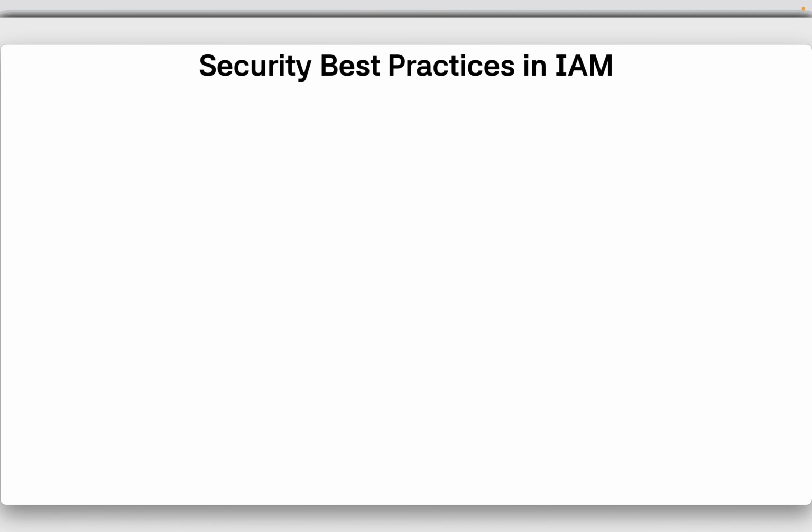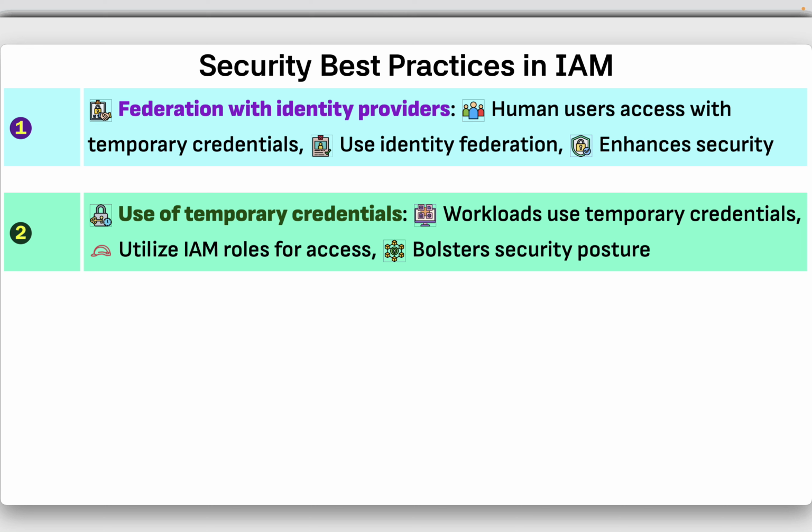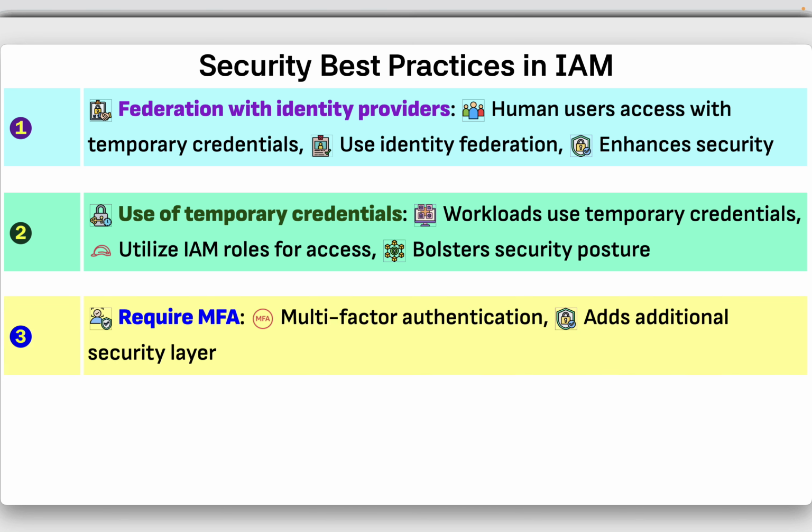So, some security best practices in IAM: federation with identity providers. You can advocate for human users to access AWS with temporary credentials via identity federation, enhancing security. Second best practice: use of temporary credentials. Encourage workloads to utilize temporary credentials with IAM roles for AWS access. This helps improve your security posture.